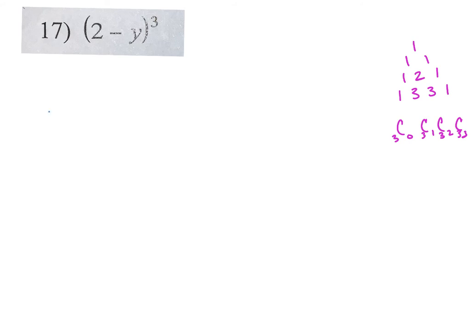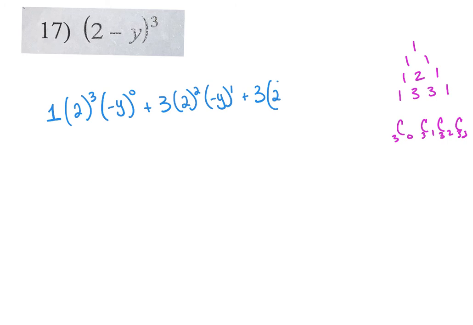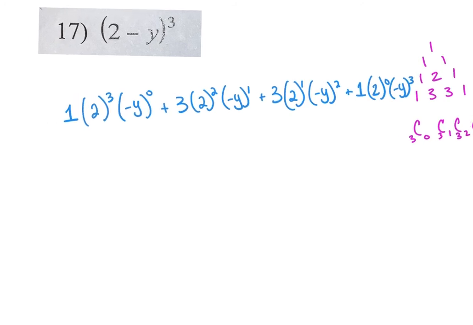So my coefficient for my first group is going to be 1. I'm going to take 2 to the third power and negative y. Please write negative y there, okay? Don't forget your negatives. That's going to throw off everything to the 0. My next coefficient is 3, and it's going to be 2 squared and negative y to the first. My next coefficient is also 3. I'm going to say 2 to the first, negative y squared, and then a constant of 1, 2 to the 0, negative y cubed, all right?